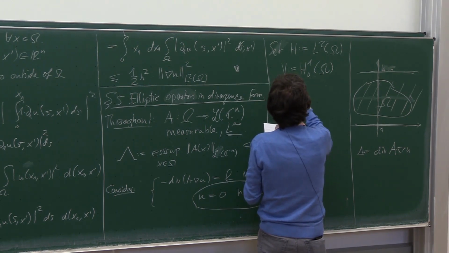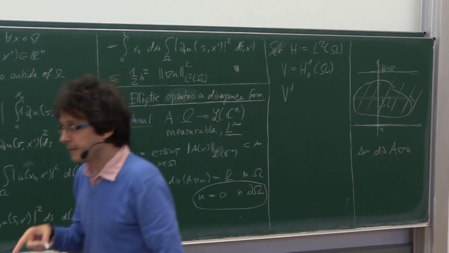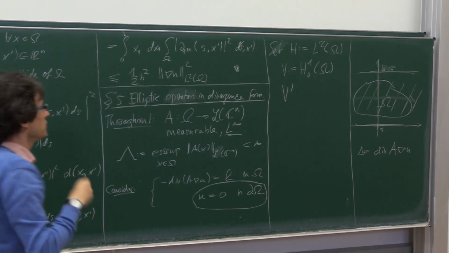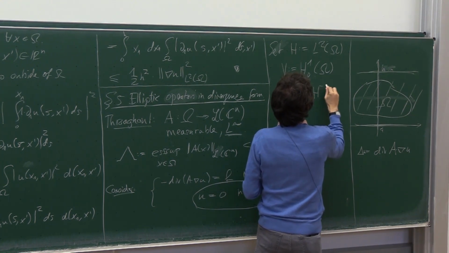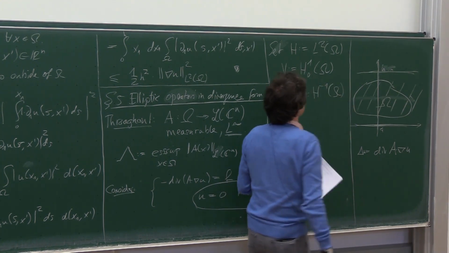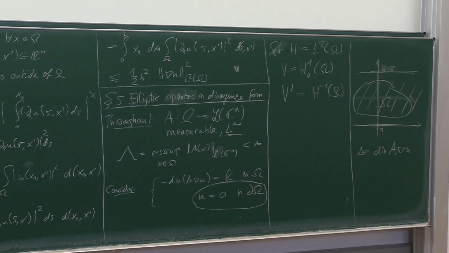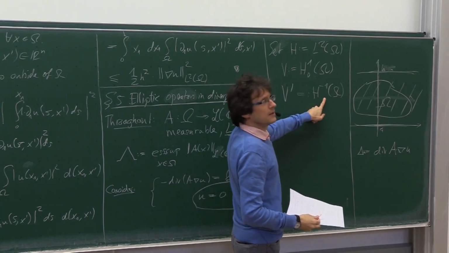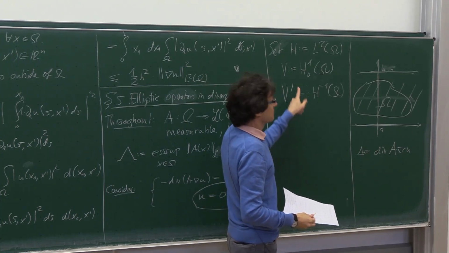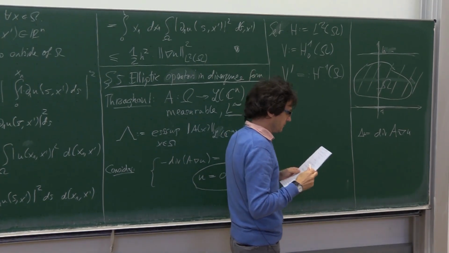Then there is this space V prime that we need. So the dual of V, the antidual of V, and in this context, this is often denoted by H minus 1 of omega, because this is in some sense a minus 1 differentiable function. Be cautious, but this is the usual notation for this antidual of H10.